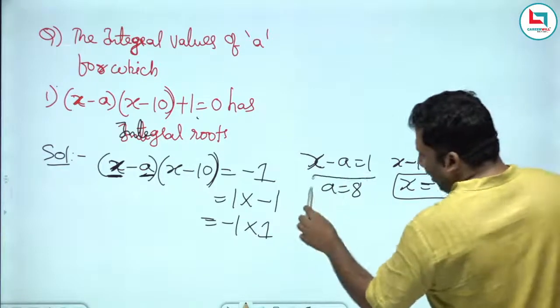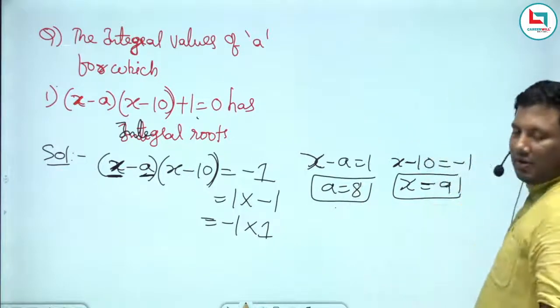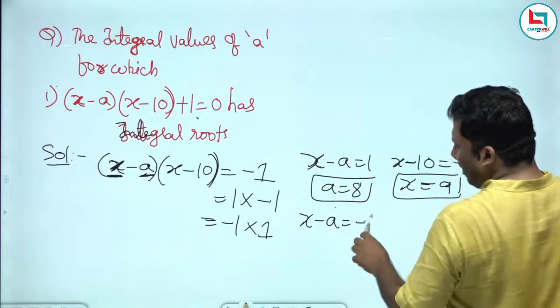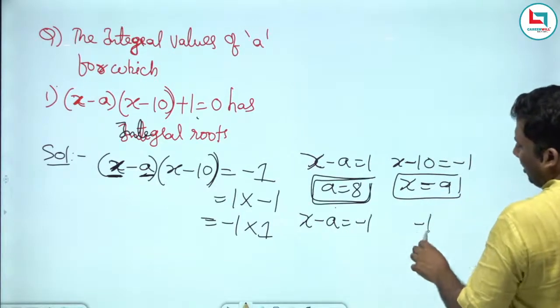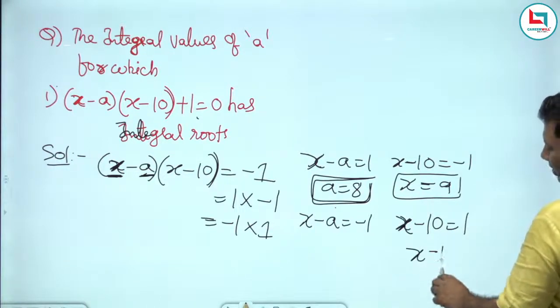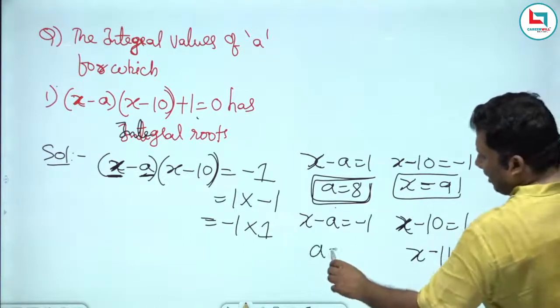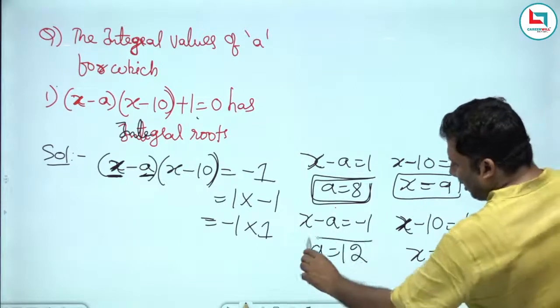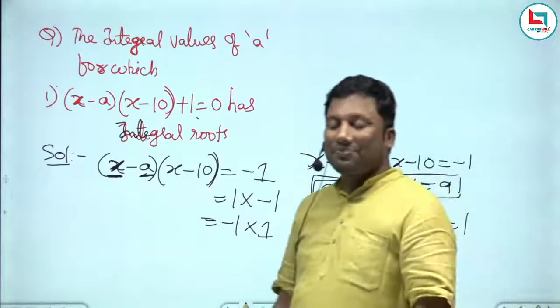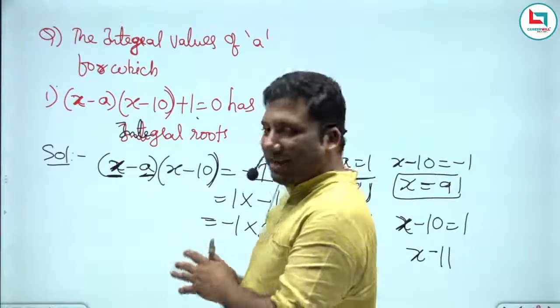First case, 1 into minus 1 or minus 1 into 1. Second case, if x minus A is minus 1, x minus 10 will become 1. That means x will become 11. If x is 11, A will become 12.